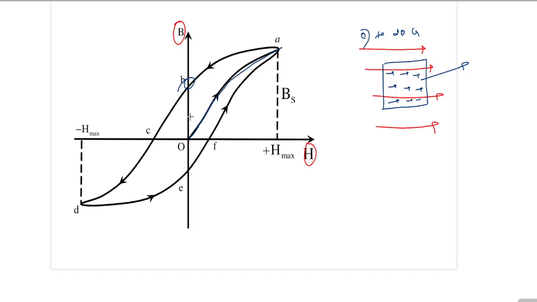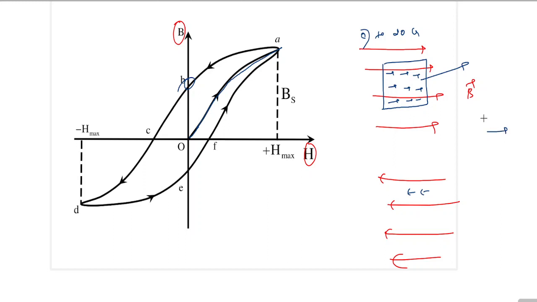Suppose you want to remove that also, we need to make the field point in a different direction. Earlier, the applied field was pointing from left to right. Now we need to reverse the field like this. In that case, when we reverse the field, these dipoles will try to align in this direction. The dipoles had been aligned in this direction earlier.